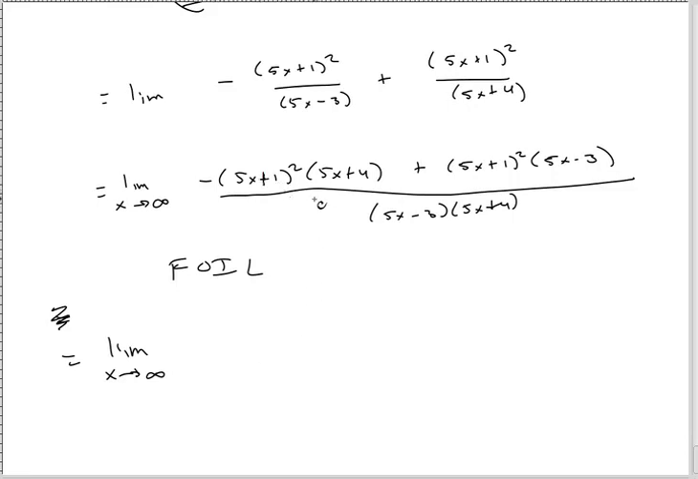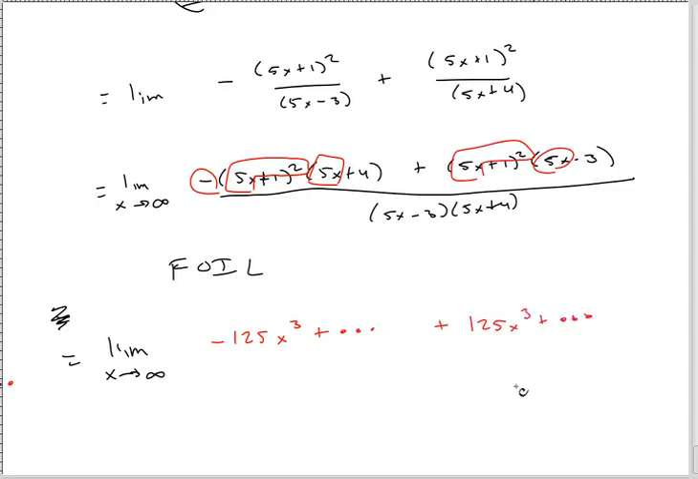I can't remember. But here's the thing. Let's FOIL this thing out. And let's not FOIL it too quickly. Kind of hang out with me for a minute. Watch this. So, look, I got a square here, I got this negative, and I got this 5x. And so, what would I get from there? It's going to be, that's 125, so negative 125x cubed plus blah, blah, blah, right? Over here, similar situation. And so, then I got a positive 125x cubed plus blah, blah, blah.